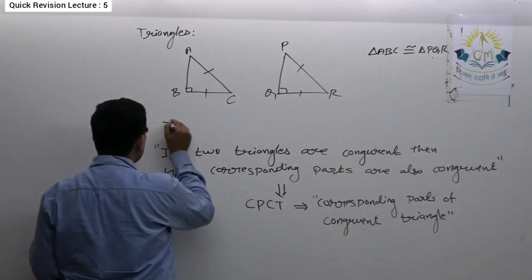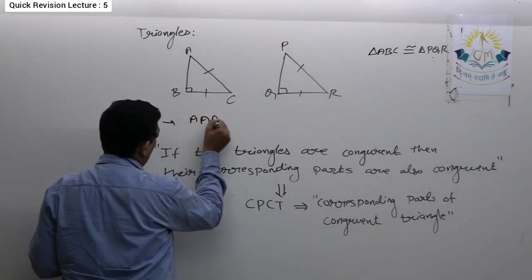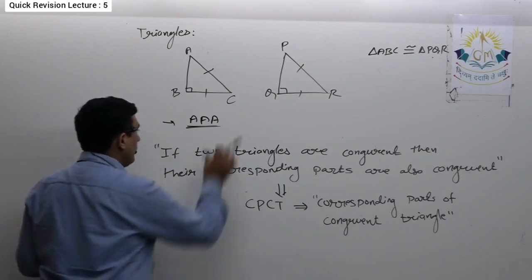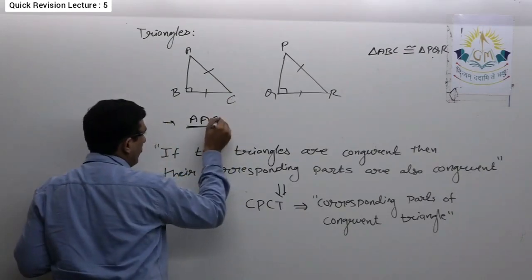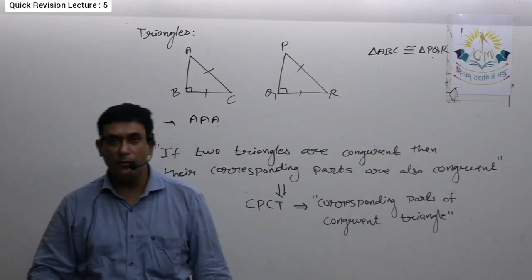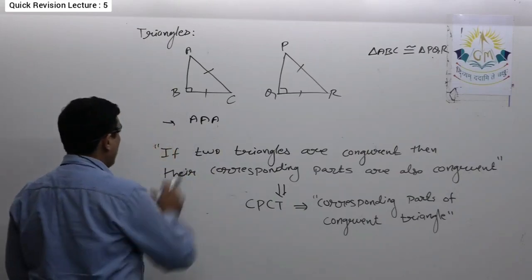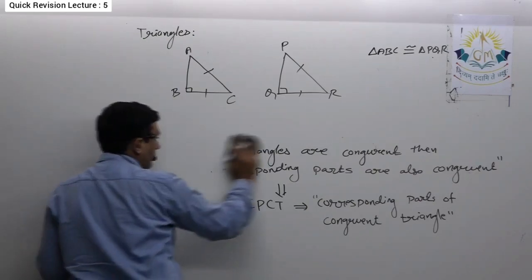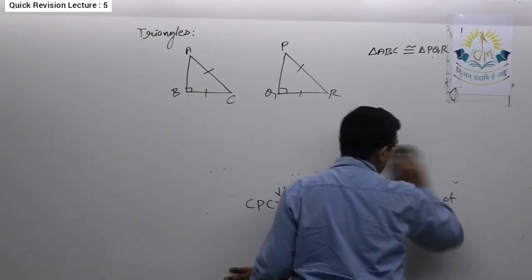And another thing, AAA is not a congruency criterion. No doubt AA or AAA are the similarity criteria that we will see in class 10th. So AAA is not a congruency criterion. So that is all about the congruency criteria.